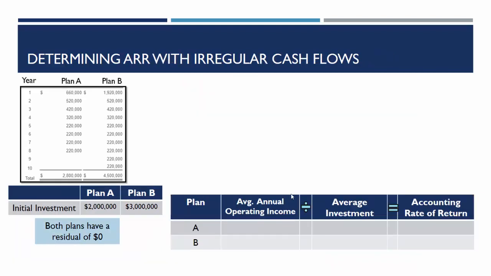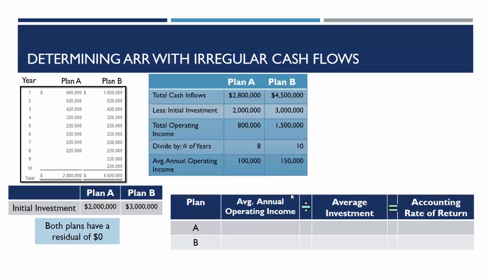To determine your ARR with irregular cash inflows, you're going to take the same steps as you had when you had regular cash inflows. First, you need to find your average annual operating income. So to do so, you take your cash inflows less your initial investment, which gives you your total operating income over the life of the asset. And if we divide it by the number of years that it's expected to provide us cash inflows, for Plan A was 8, we're going to get our average annual operating income. Notice we have no depreciation to worry about here because both plans have a residual value of 0.